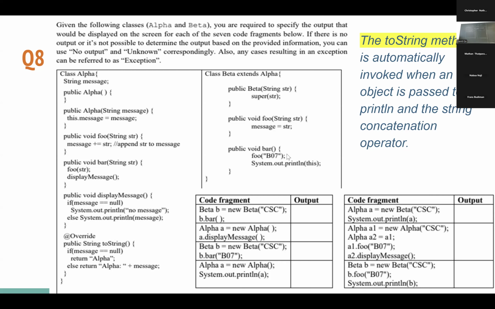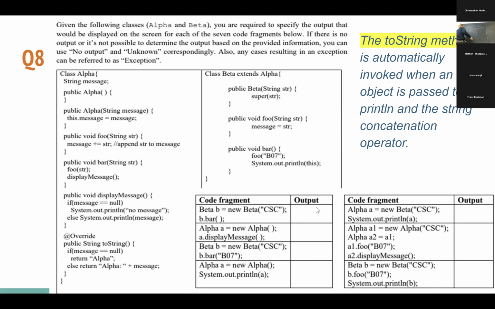So what we print here is, we go back, since we don't have a toString declared in the beta type, a beta object, so we go back to the alpha, which is its superclass, and here is the toString declared. If the message equals null, then we return alpha, but no, we have a B07 here. So what we return is actually here, else return alpha plus B07. So the result will be alpha B07.